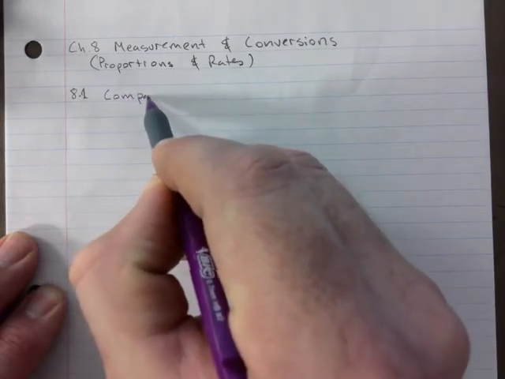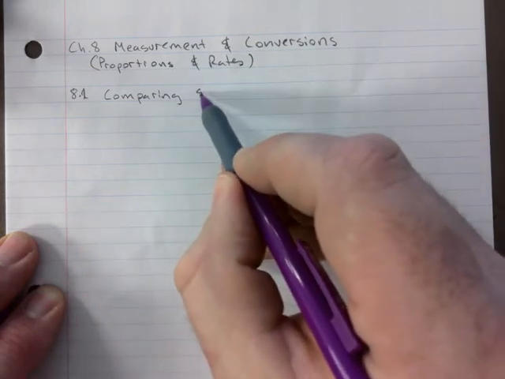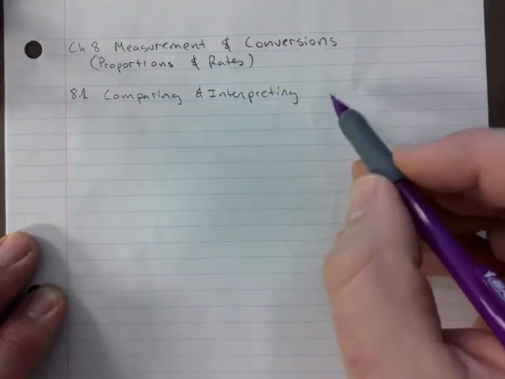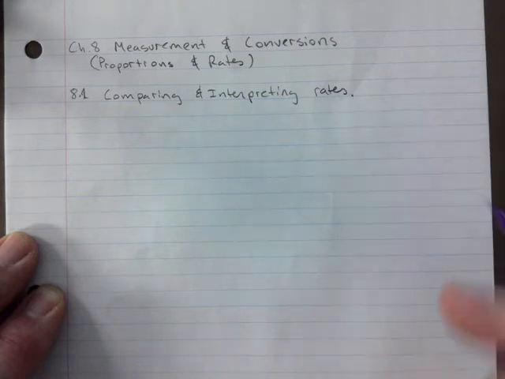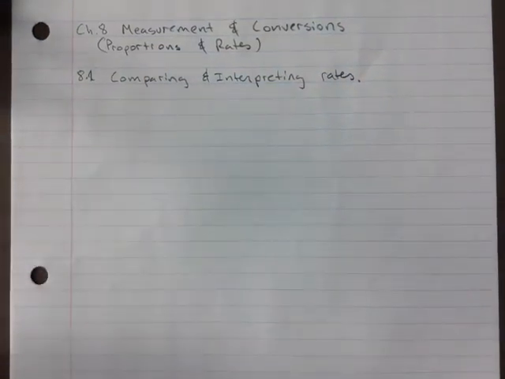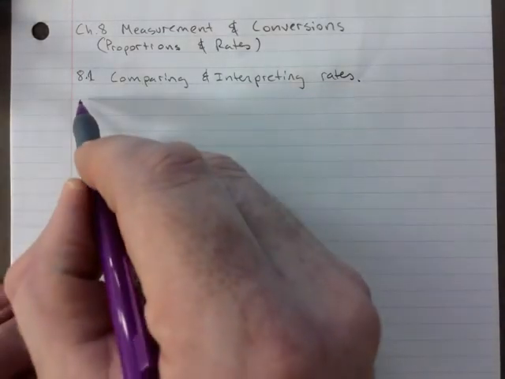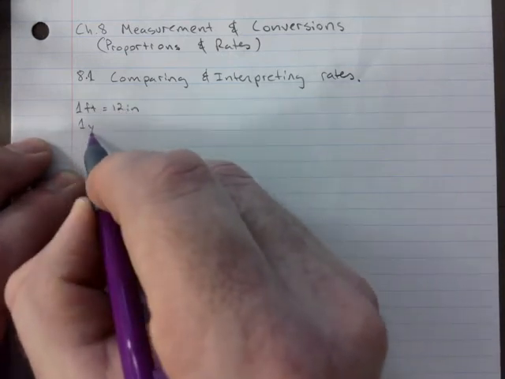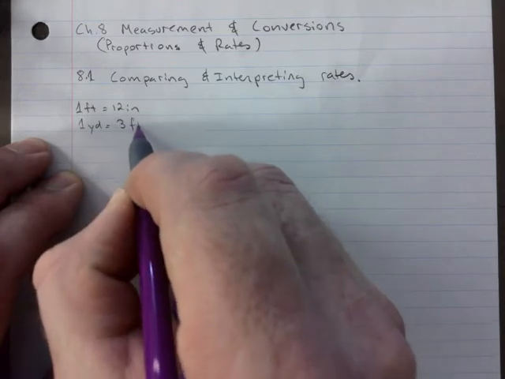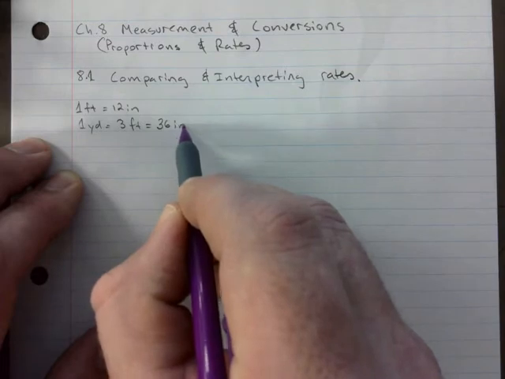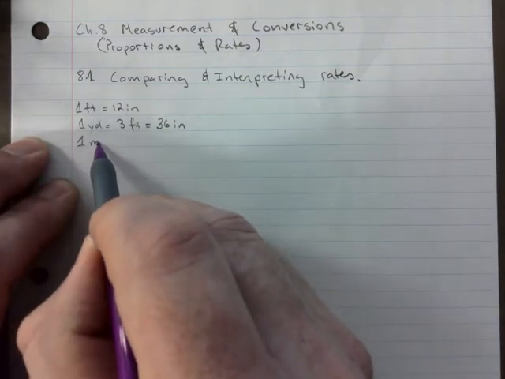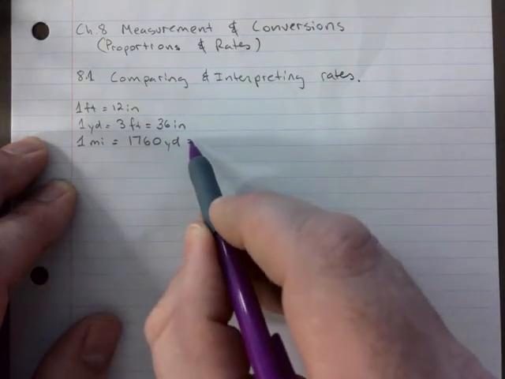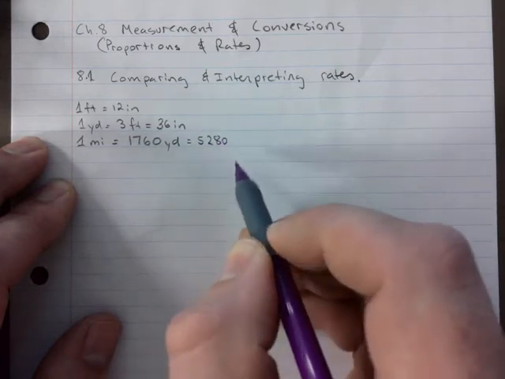So 8.1, comparing and interpreting rates. Okay, the basic ones, right? 1 foot has 12 inches. 1 yard has 3 feet, which happens to then have 36 inches. 1 mile has 1,760 yards, which in turn would be 5,280 feet.